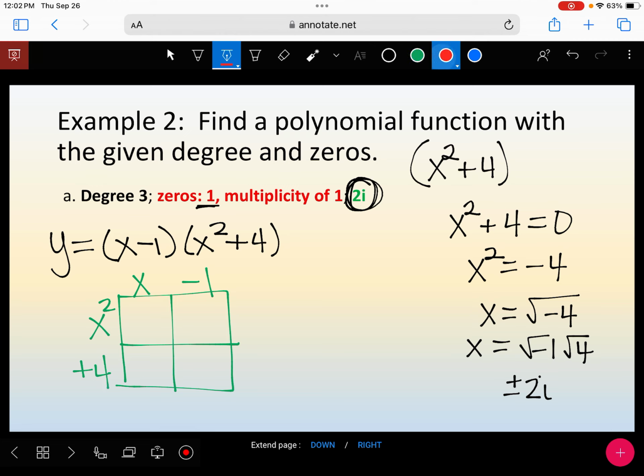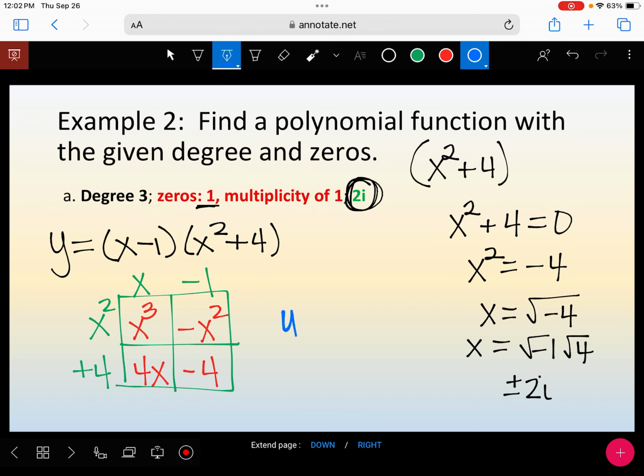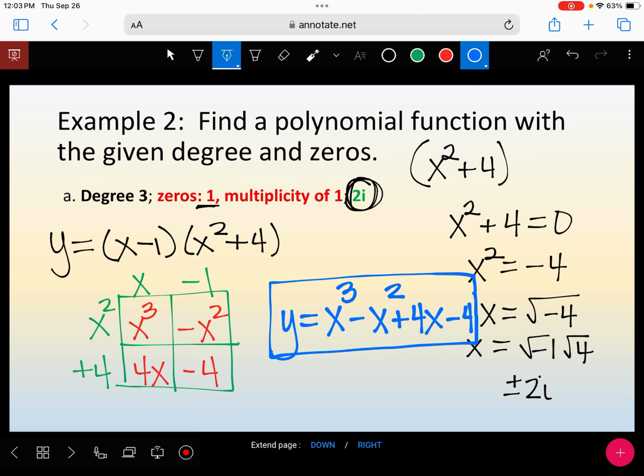And when you fill in your 4 squares, you would have x cubed, negative x squared, 4x, and minus 4. So your function rule would be y equals x cubed minus x squared plus 4x minus 4. That would be your solution. That's the answer. It's not really hard at all.